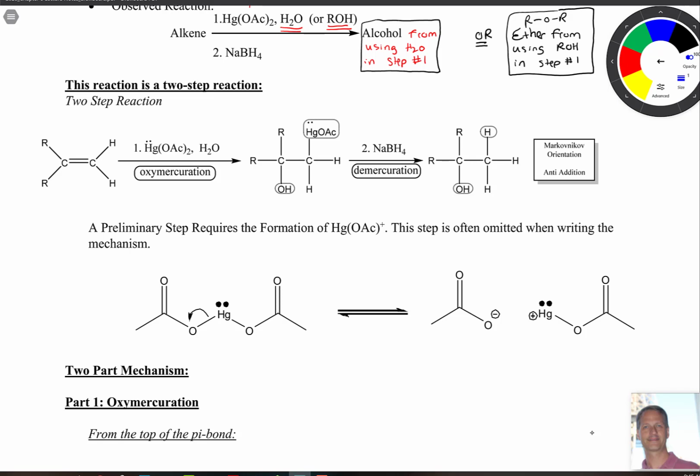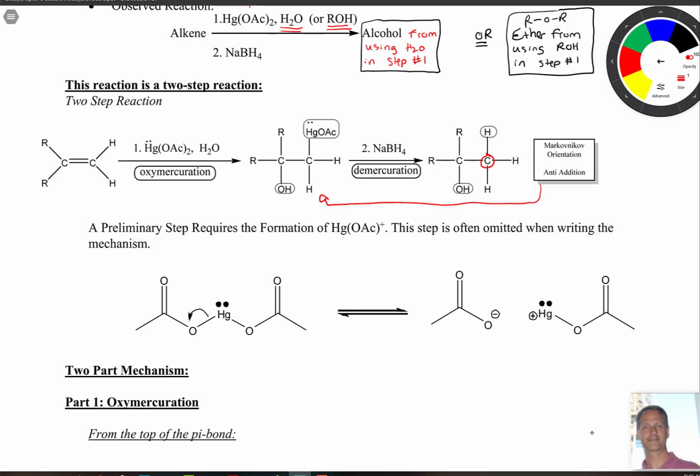And then there's the second step, and that is the demercuration. We'll add a compound called NaBH4, sodium borohydride, and it'll replace the HgOAc with an H atom. So it's Markovnikov orientation and anti-addition really occurring right here. And this last little step we'll talk about in some more detail as we look over at the next page.